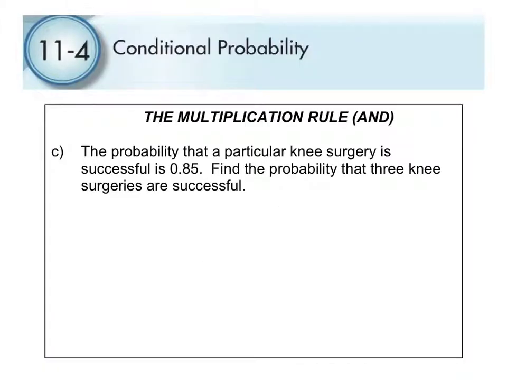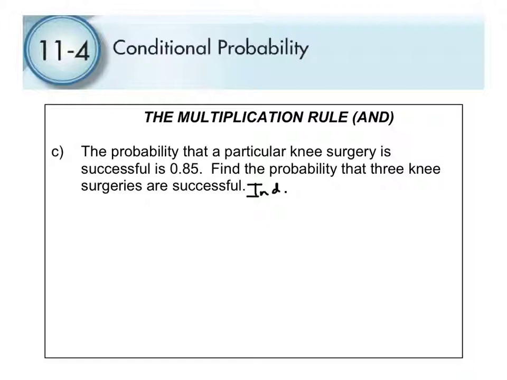Okay, this one here is just a little bit different, so I wanted to cover this using the multiplication rule again. It says the probability that a particular knee surgery is successful is 0.85. Find the probability that 3 knee surgeries are successful. Okay, well, will the first surgery affect the second is really the question that you're looking at here. And if you think about it, the first surgery doesn't have anything to do with the second. So in this case, this is an independent problem. Okay? It's an independent problem.